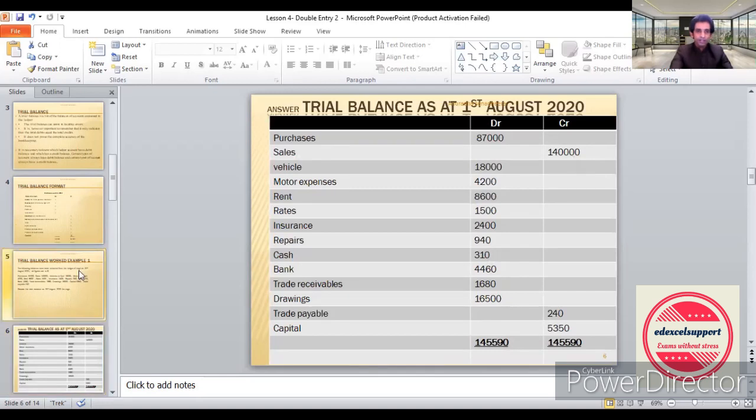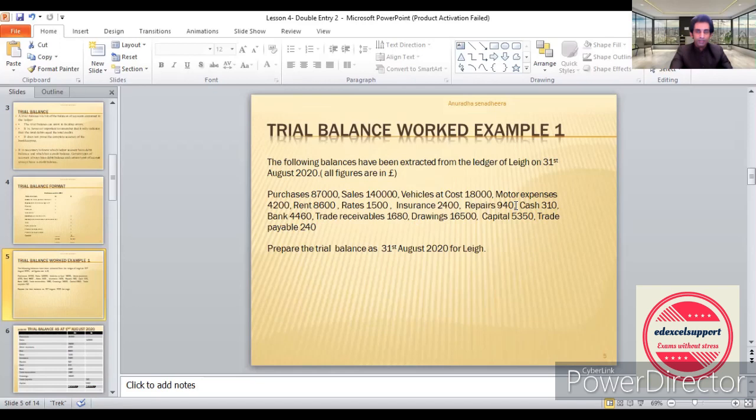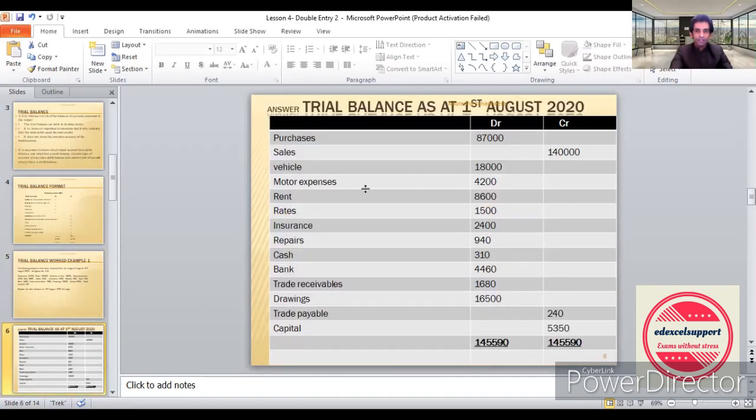Next one is vehicles and the motor expenses. Both we will take. Vehicle is an asset, so it should be debit. Motor expense is an expense, therefore it should be debit. Next one is, as given in the question, rent. Rent is an expense, therefore it's debited. Rates is also an expense, so it's debit. Insurance, expense, debit. Repairs, it's an expense, debit. Cash and bank, they are assets here, so they are also debited.